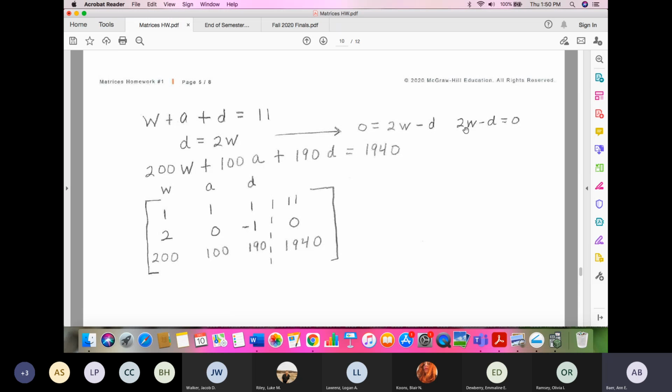Over here, 2 in the W column. That's the coefficient of W. We do not have any A's, so we put a 0 placeholder. And we have negative 1D, so we put negative 1 here. Equals 0 on the other side.